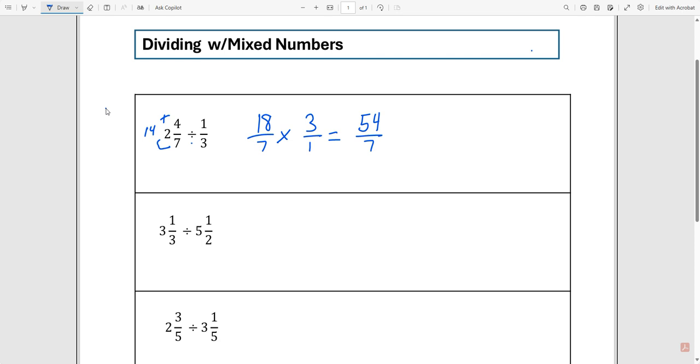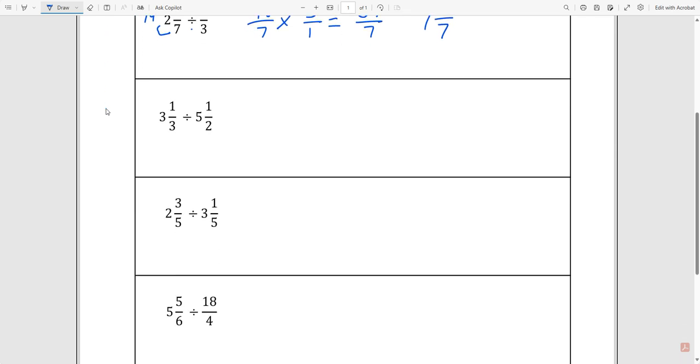And you can leave your answer like that depending on how your teacher wants you to do it. You can convert this back to a mixed number in simplified form by dividing the numerator by the denominator here. And so 54 divided by 7 is 7, and then 7 times 7 is 49. 54 minus 49 is 5 left over. So 7 and 5/7 will be our answer if you convert it back to a mixed number.